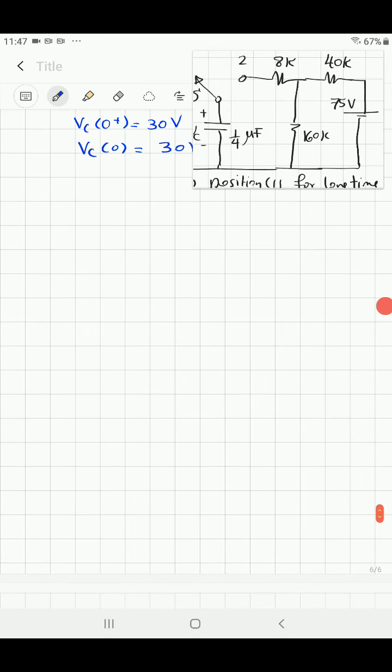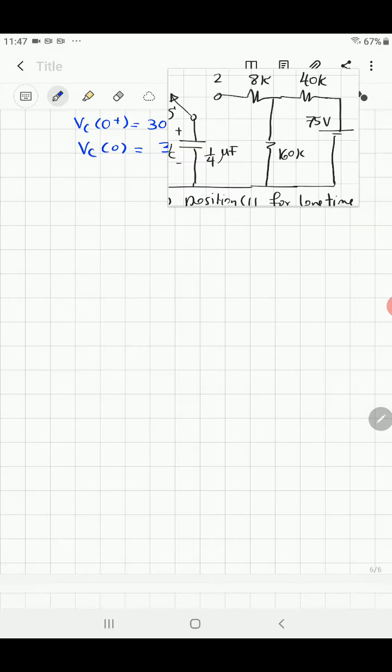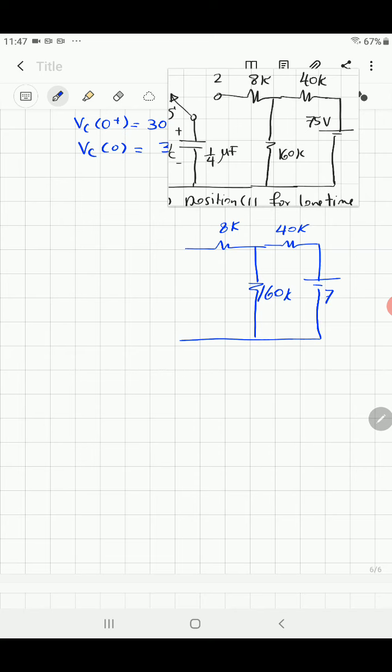I'm sorry for that. So that's the part when the switch is at position 2. So I will just sketch the circuit. Oh, we have it here. You will connect S to 2, so it will be like that: 8 kilo ohm, 40 kilo ohm, 160 kilo ohm, and power supply 75 volt, and you have the capacitor.